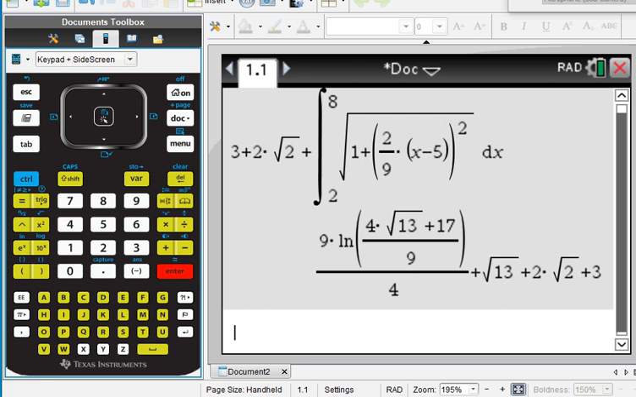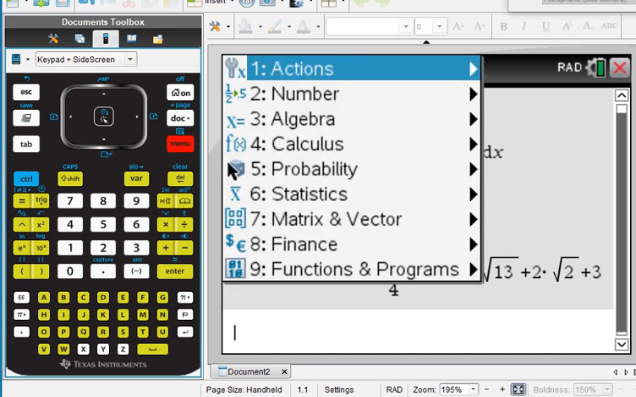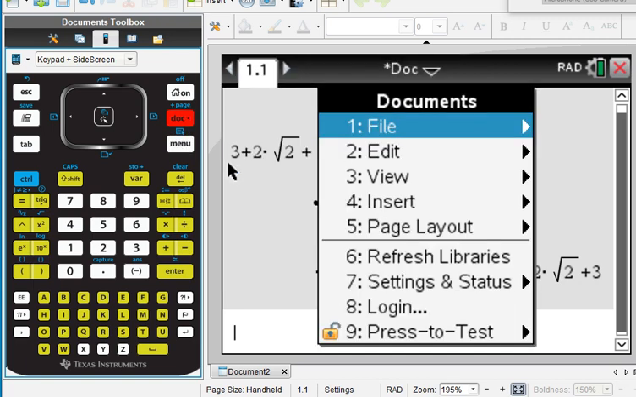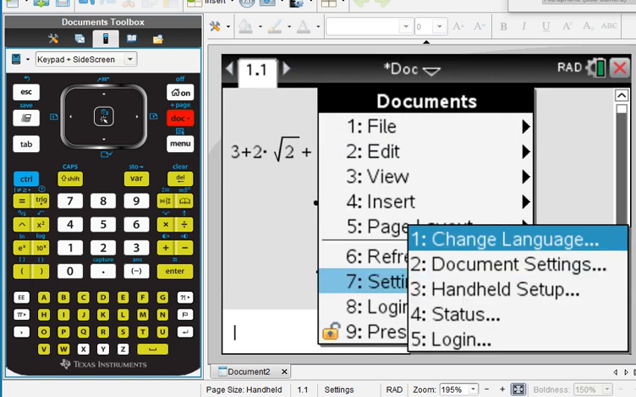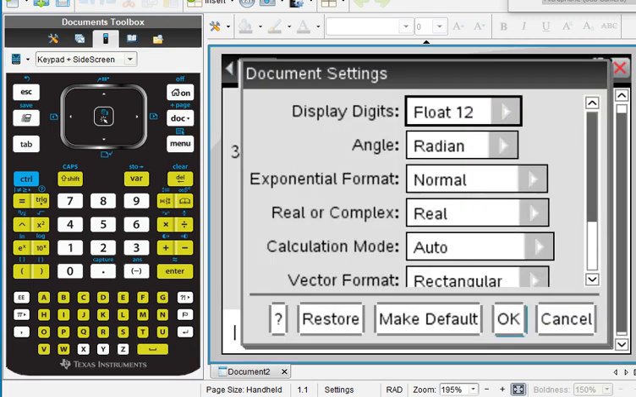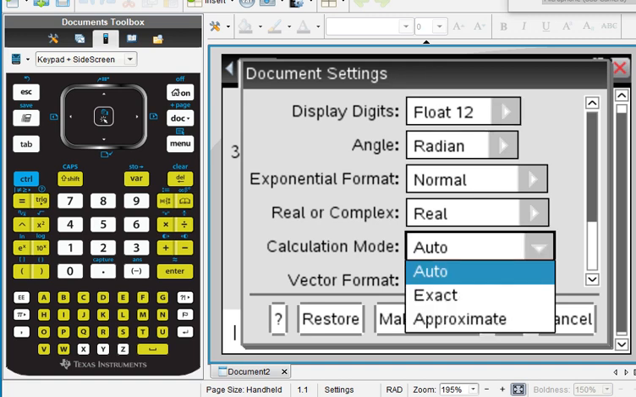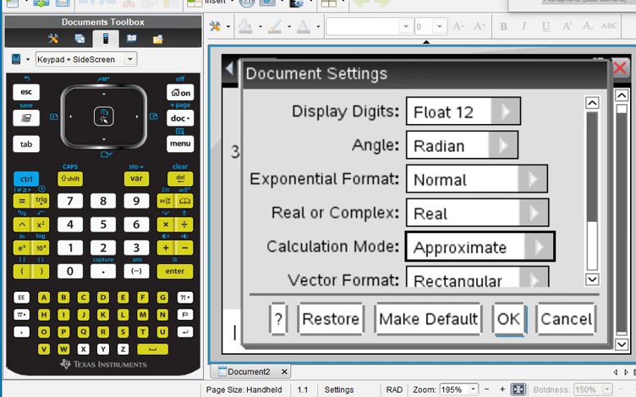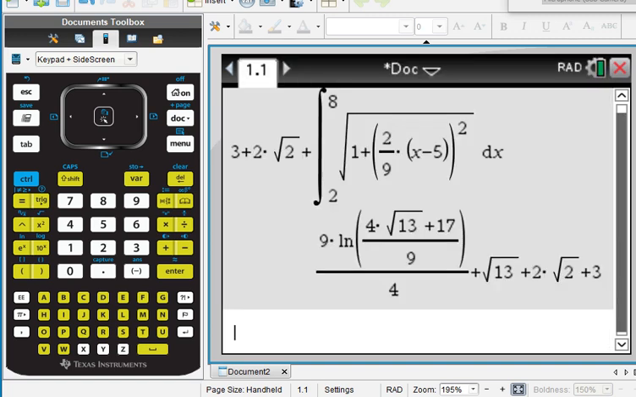Oops. And I can see I've got my settings here. So it's giving me more of an exact answer rather than the decimal answer. So let me change my settings. Menu, or let's see, document settings, settings and status, document settings. And calculation mode, notice, is on automatic. I'm going to change that to approximate. And make it the default so I don't have to do that again.